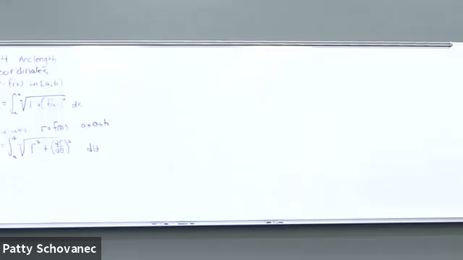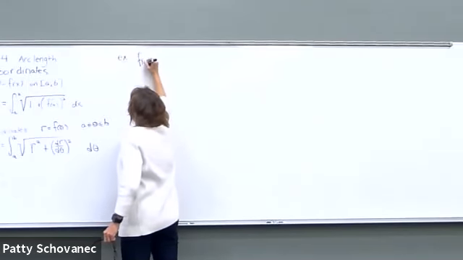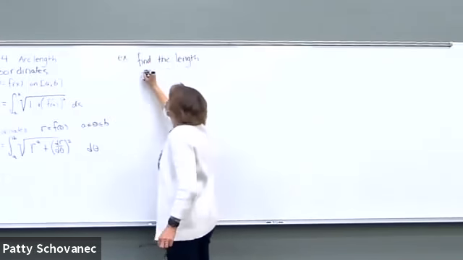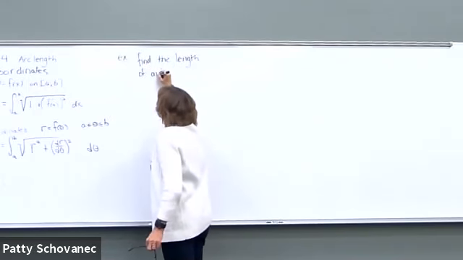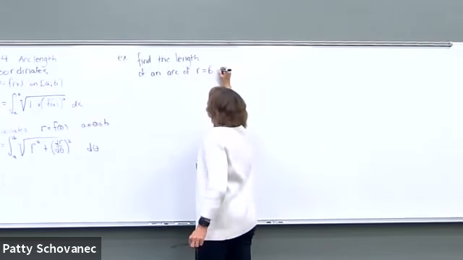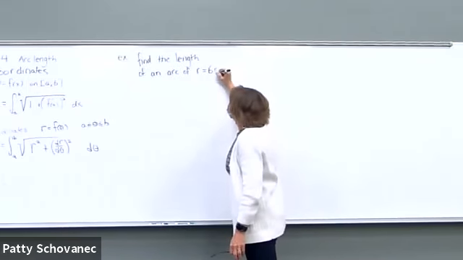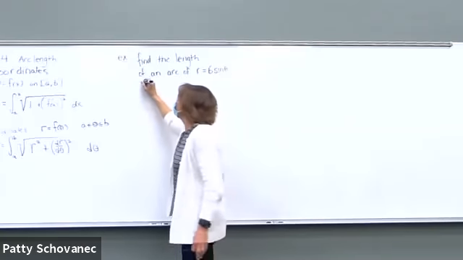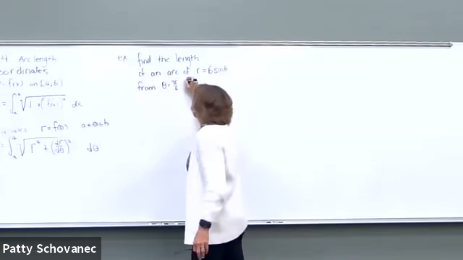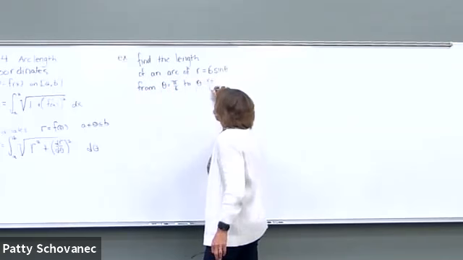Let's just take a circle. Find the length of the arc of r is equal to 6 sine of theta from theta is equal to pi over 6 to theta is equal to, let's go all the way over to 5 pi over 6.